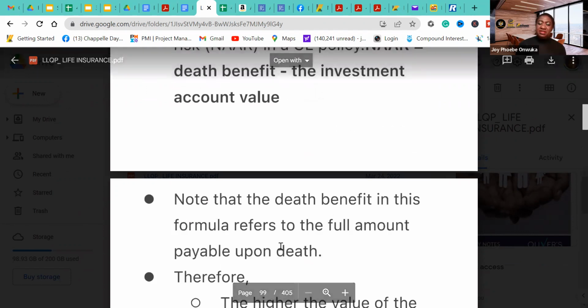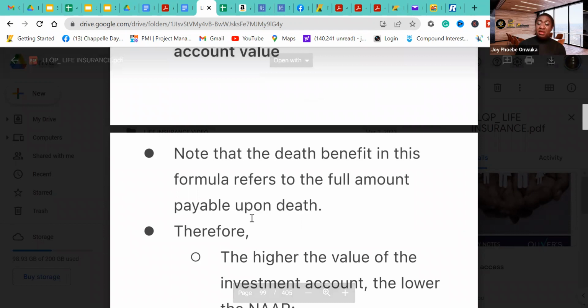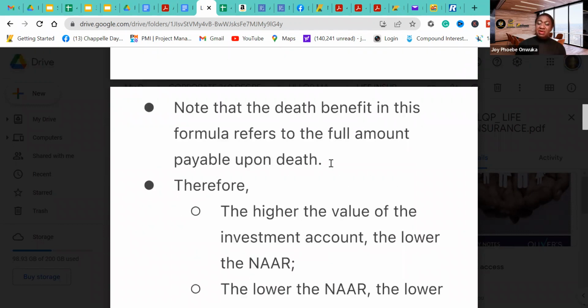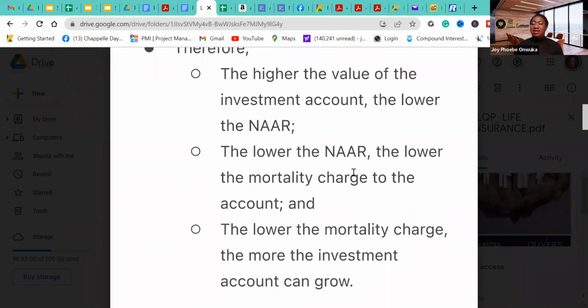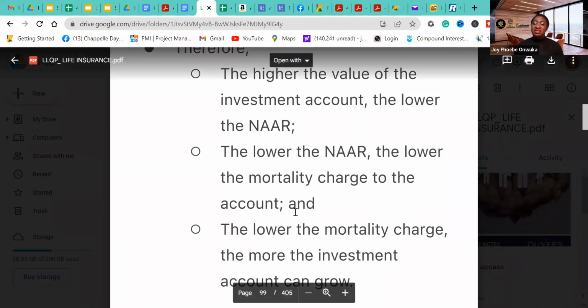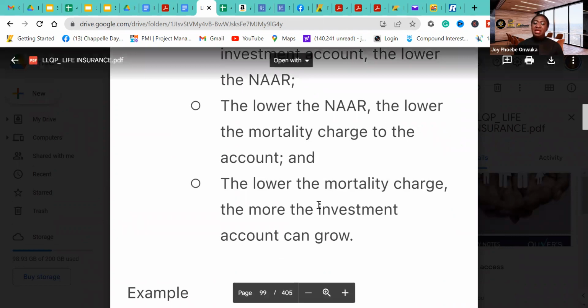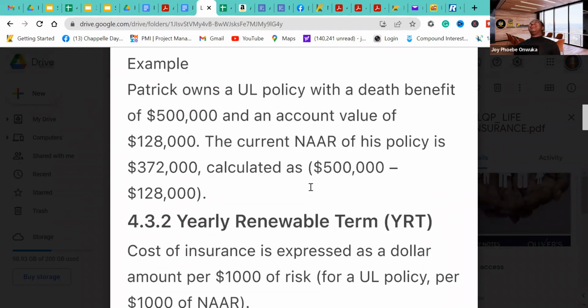Now, note that the death benefit in this formula refers to the full amount payable upon death. Okay, so this death benefit they are talking about is the full benefit. I was even thinking, how about increasing death benefit? That is the full amount, a combination of both. Now, therefore, the higher the value of the investment amount, the lower the net amount at risk. The lower the net amount at risk, the lower the mortality charges deducted from the account. And the lower the mortality charges, the more the investment account can grow. Oh my God, this is like a cobweb.